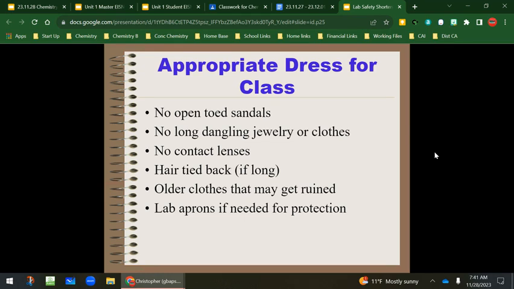Long hair tied back. Okay, I don't have this problem, but if you do, I have hair ties for you as well. Okay? Now, for today's lab, you're not going to need to tie your hair back. We're not working with open flames. We're not working with chemicals that are going to set your hair on fire. I suggest older clothes because sometimes we're working with things that will stain, but I always have lab aprons in the back, okay, for you to use, okay?